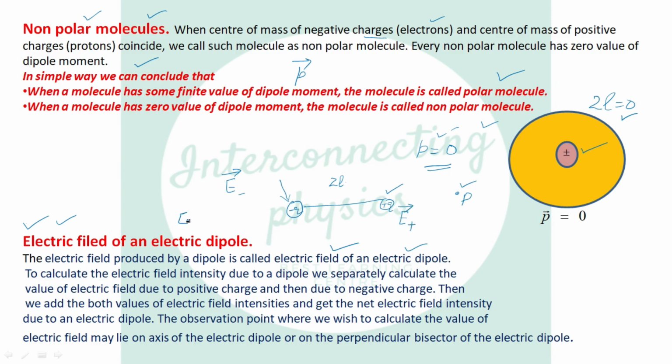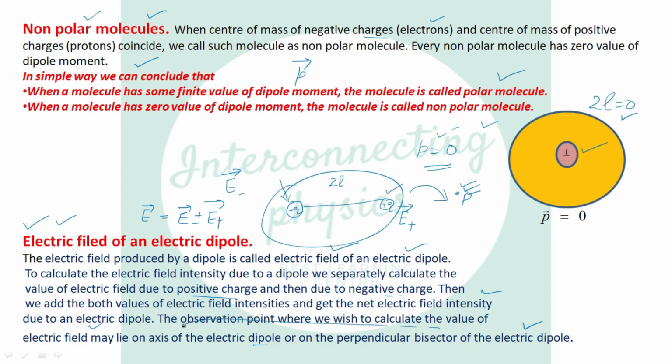Now we add E minus and E plus and we calculate the total electric field produced by the dipole at this point. So you see here, to calculate the electric field intensity due to a dipole, we separately calculate the value of electric field due to the positive charge and then due to the negative charge. Then we add both values of electric field intensities and get the net electric field intensity due to the electric dipole. Now this observation point where we wish to calculate the value of electric field may lie on the axis of the dipole or on the perpendicular bisector of the electric dipole.